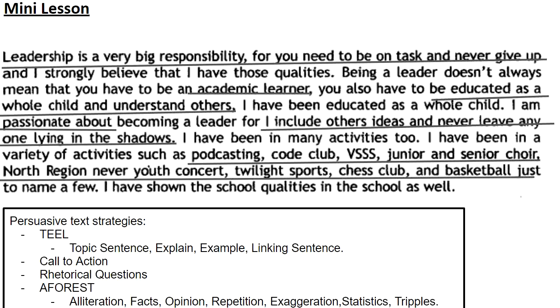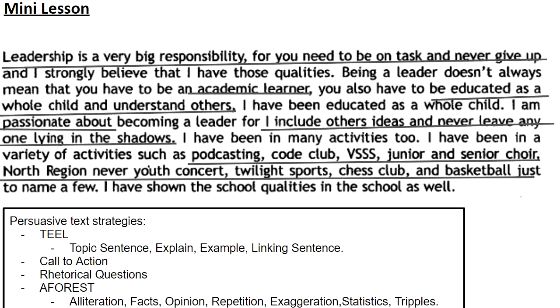So I'm going to read through this one paragraph and talk you through the different persuasive strategies used. "Leadership is a very big responsibility, for you need to be on task and never give up, and I strongly believe I have these qualities." So in this sentence, we can see TEAL, we can see the topic sentence. So we know that this paragraph is now going to be about what this person believes leadership to be.